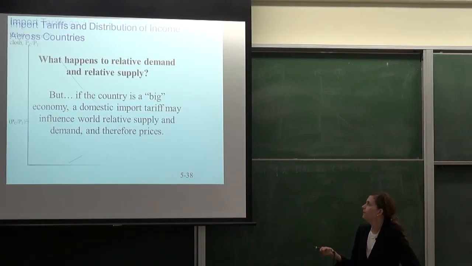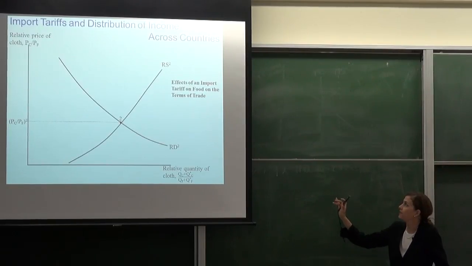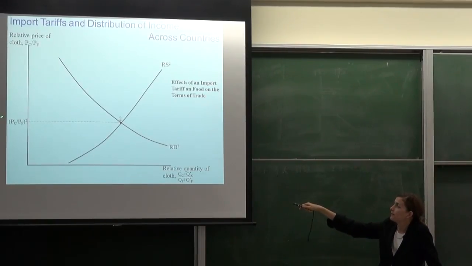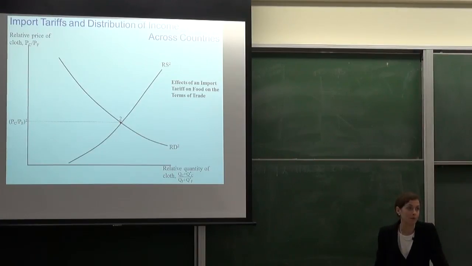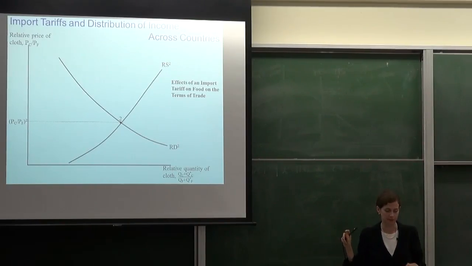So we start out here. Now look carefully at the notation here. I've got relative supply and relative demand, but this is our second equilibrium. So this is not Japan under autarky. This is after Japan is opened up to trade, but before a tariff. So this is the second point. What happens if Japan puts on a tariff?